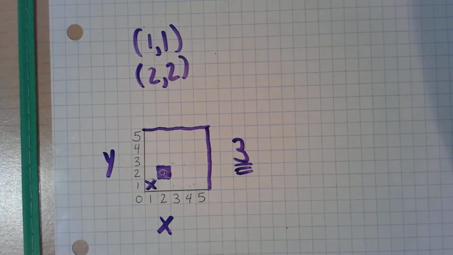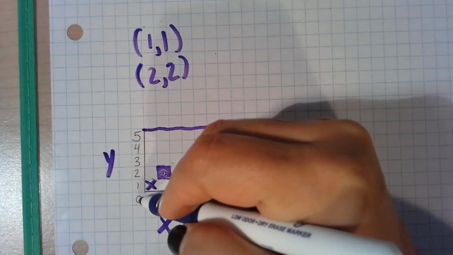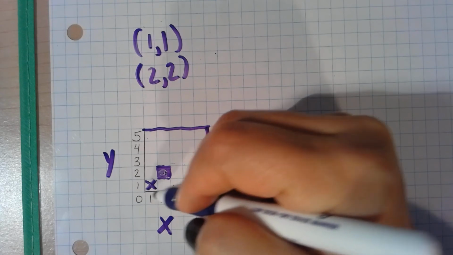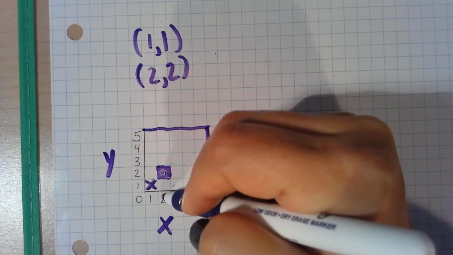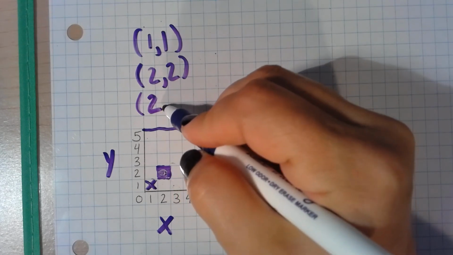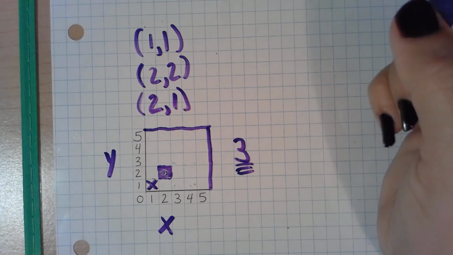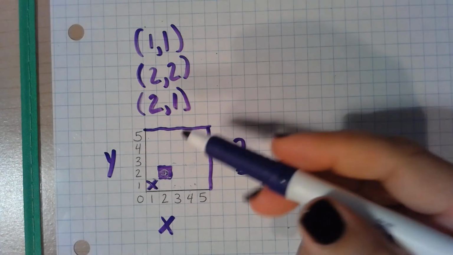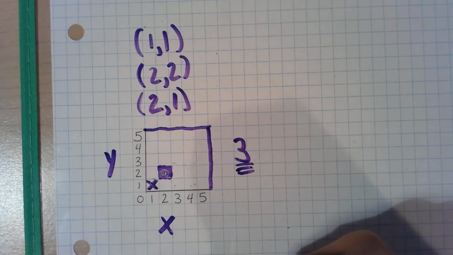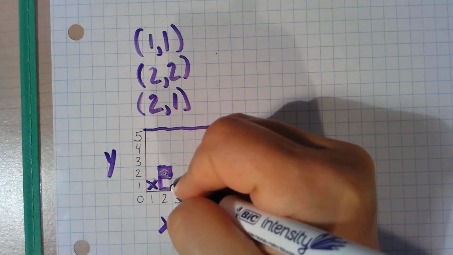Where else could you go? So you're going to go over 2, up 1. So you're going to say, Diane, 2, comma 1. Or ordered pair 2, 1. And I'm going to look at mine and I'm going to go over 2 and up 1, and I'm going to say, yup, that's 1.